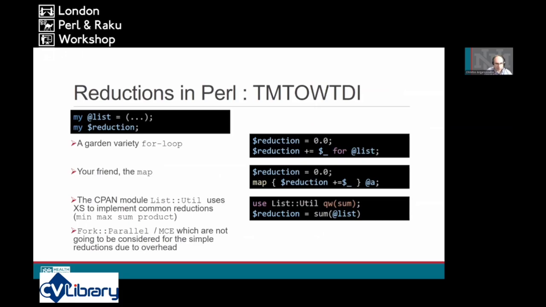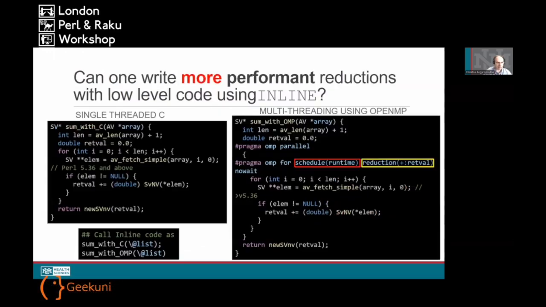It turns out that there is more than one way to do reduction using native Perl. You can use a garden variety for loop, you can use a map, or you can resort to the CPAN module List::Util, which uses XS to implement common reductions in highly performant C code. However, none of these applications are multi-threaded, and for really big data, you are really trying to squeeze performance by parallelizing your code. So how can one do that?